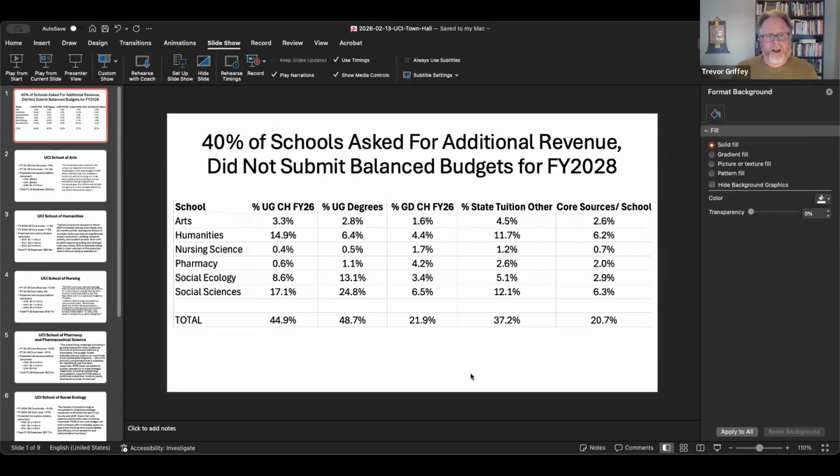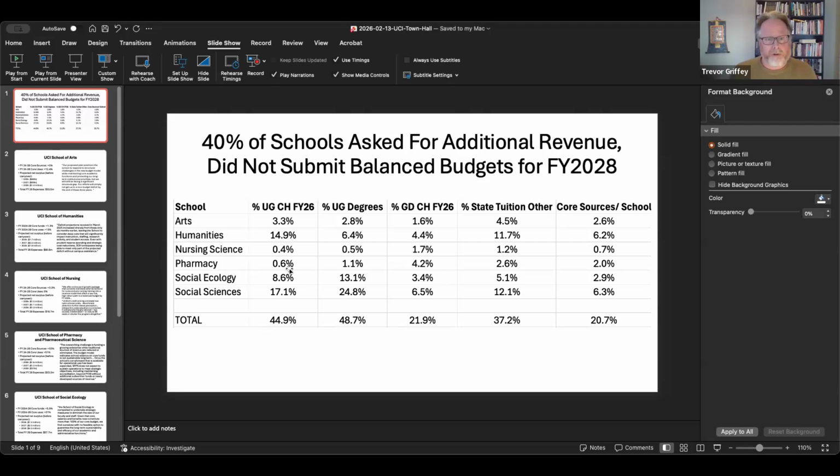and I don't have to walk you through any tech issues. So 6 schools out of about 16, no, I think maybe 15. So roughly 40% of all schools' deans indicated in their letters to central administration that they sent in May of 2025 that, given the budget projections and in terms of revenue that they were going to be given, they would not be able to balance their budgets by 2028. And so I put together those 6 schools. Those were arts, humanities, nursing, pharmacy, social ecology, and social sciences. And I pulled together some basic data on them.